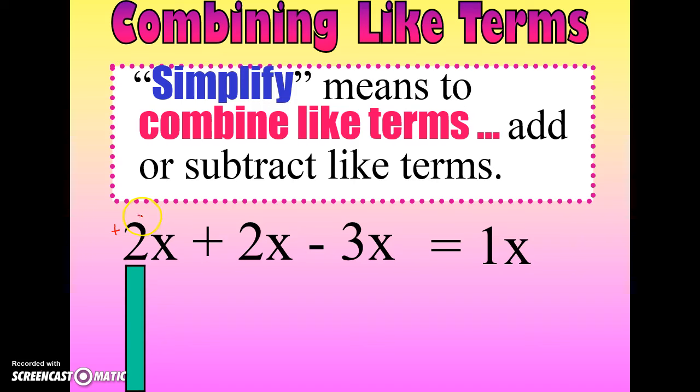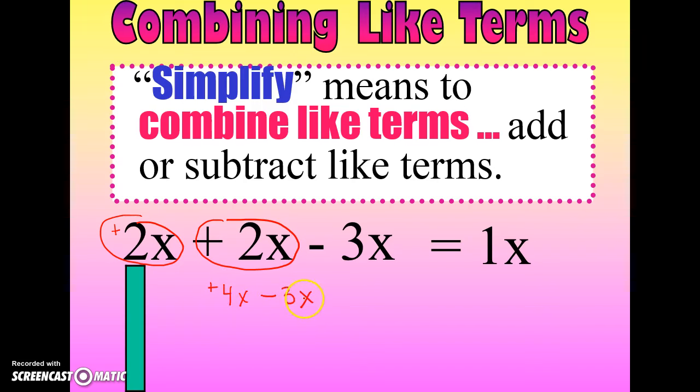I'm going to start with our first 2. Circle the sign that goes with the number. These are like terms because they each involve an x, so we can combine them. In this case, signs are the same. We'll find the sum. Sum of 2 and 2 is 4. That gives us 4x. Then I still have to bring down my minus 3x.